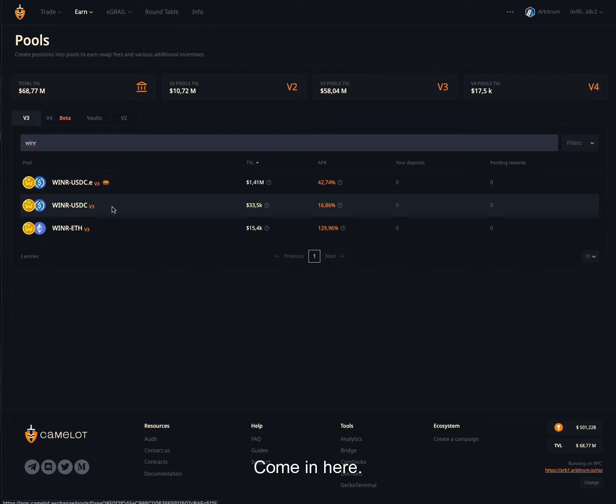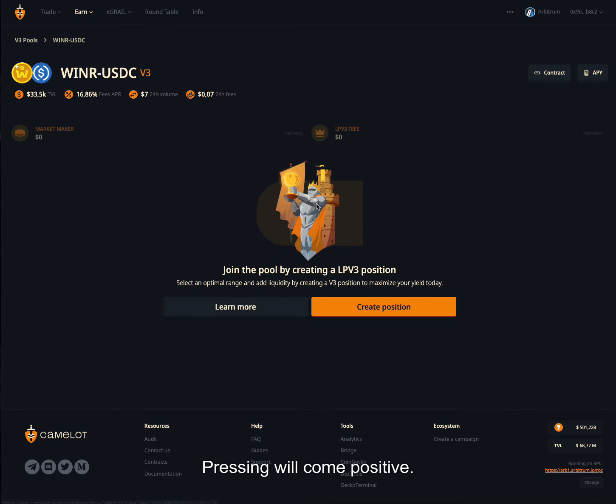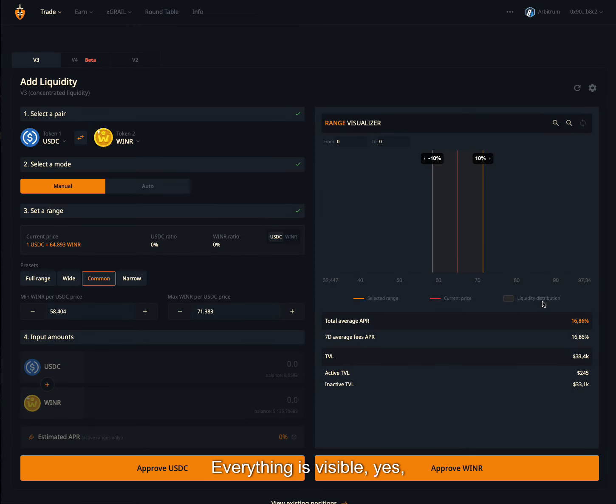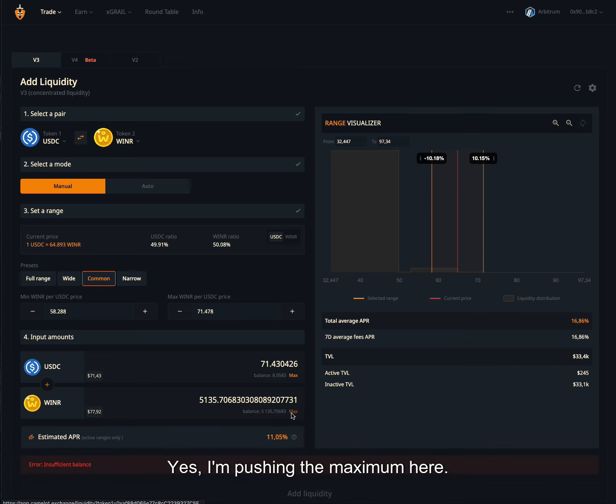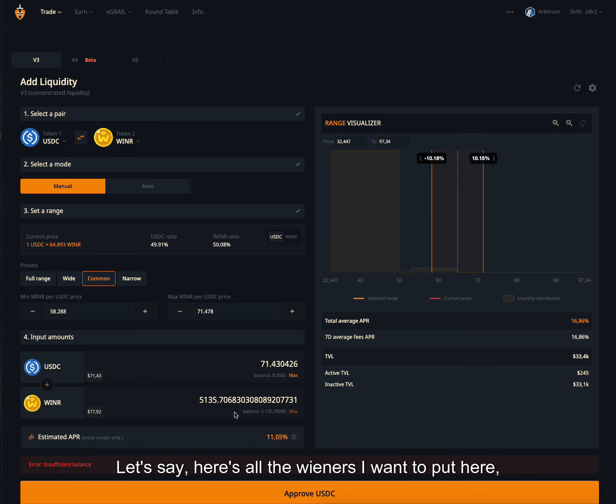Come in here. Everything is visible. Yes, here data is immediately pulled up from the wallet, how much money is there, and so on. Yes, I'm pushing the maximum here. Let's say, here's all the Wieners I want to put here. We show the limits of the range. We are initiating movement of the border in this location.